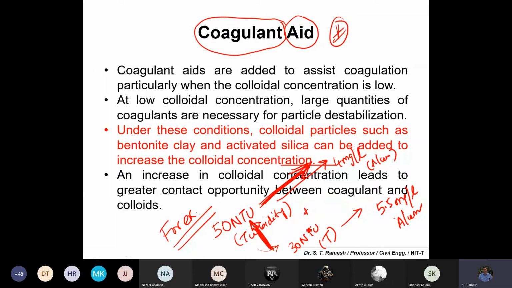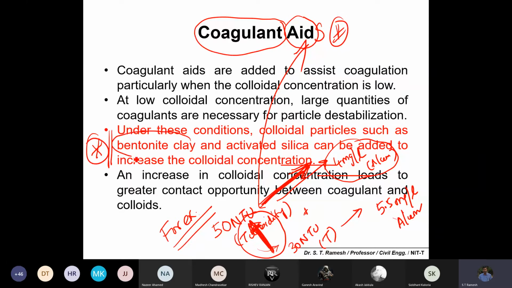So what I do, instead of adding 5.5 milligram per liter, I may artificially increase my turbidity level to 50 NTU. Thereby, my requirement of chemical will come down to 4 milligram per liter. So these artificial turbidity causing agents are called coagulant aids. Is it fine? Yes, sir.